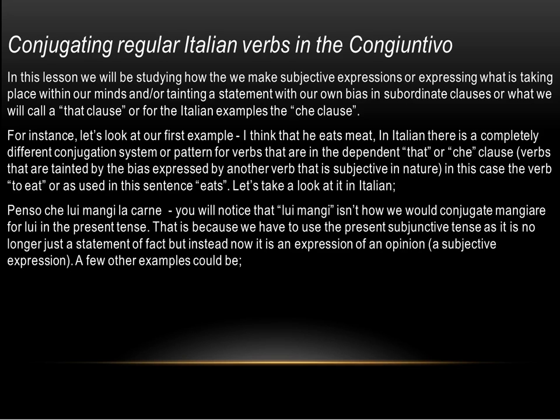A few other examples could be: he wants me to speak tomorrow. Okay, before we go on, he wants, this is the primary clause or the main clause. He wants, main clause, me to speak tomorrow, dependent clause. He wants is taking place in his mind. It's subjective. For me to speak tomorrow is tainted by he wants. Hence it is now in the congiuntivo. Vuole, or he wants, che io parli domani. Notice io parli is not how we would normally conjugate parlare per io in the present tense, because now it's in a present congiuntivo, or the present subjunctive tense, as it is tainted by vuole. He wants me to speak tomorrow. Vuole che io parli domani.